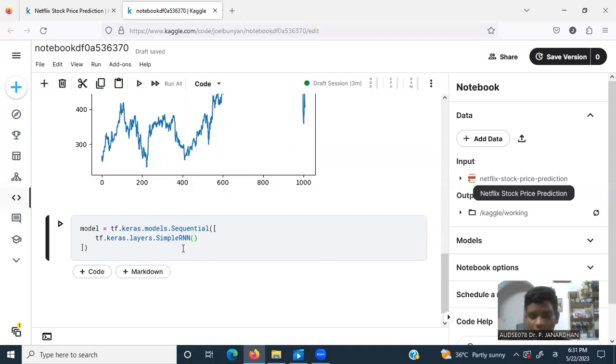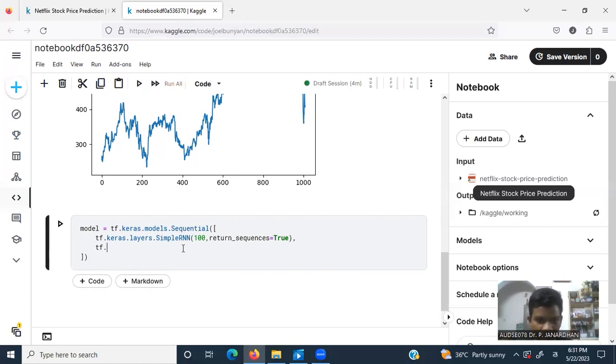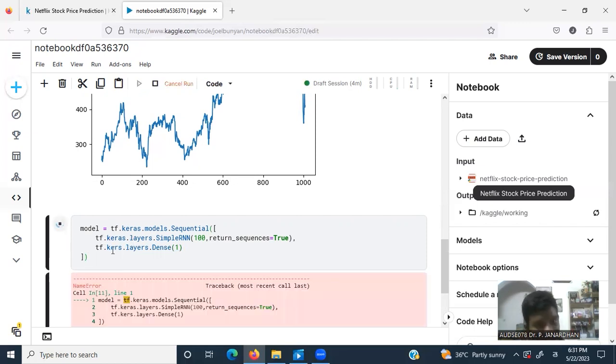So I can just input the number of hidden units, or number of layers, or the complexity of the model. Let me just say 100. I'll just try 100. I think I should say return sequences equal to, right. And now let's do a normal dense layer with one output, right. We'll have one output.